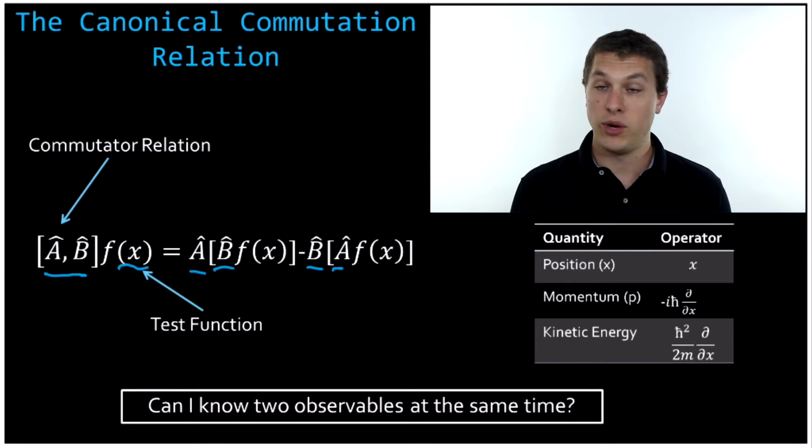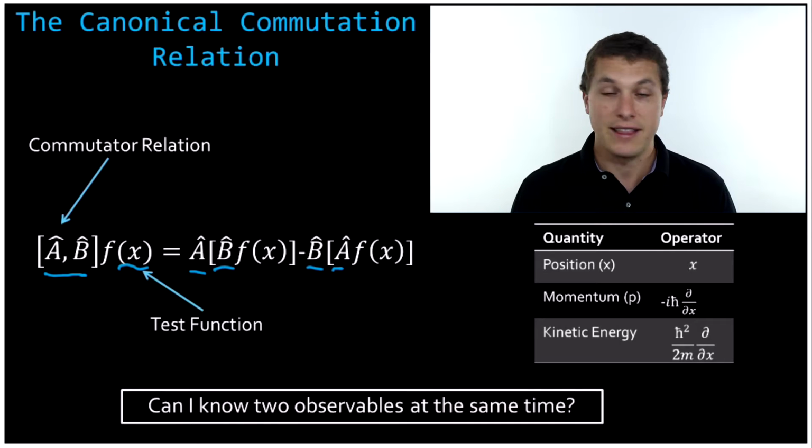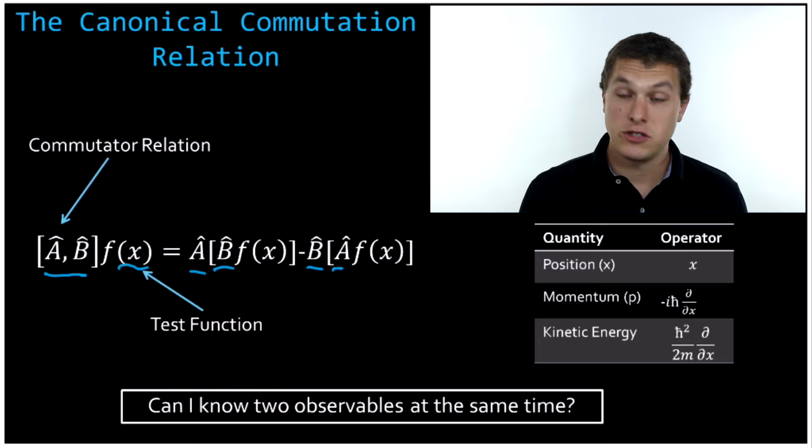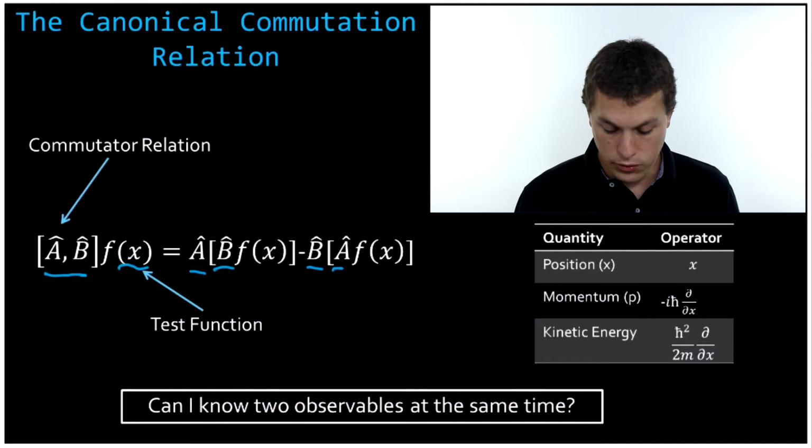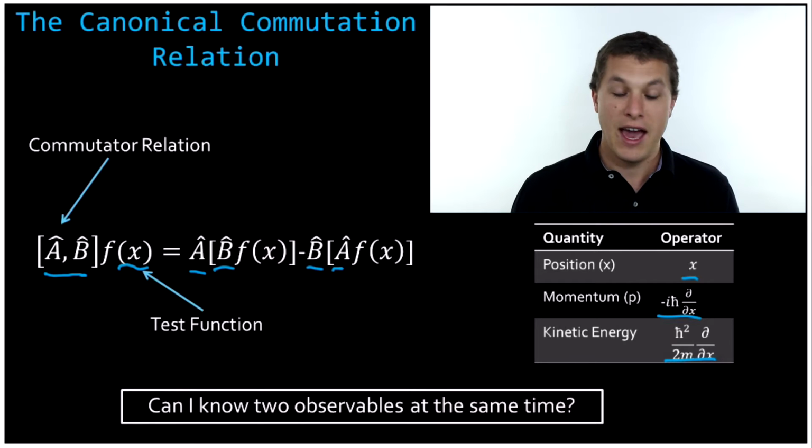And it turns out, if we can switch the order we apply them in, then we can measure those two observables that correspond to those two operators at the same time with unlimited precision. If they don't commute, then there's a limit on how well we can know those two observables at the same time. So remember, we have a bunch of operators in the quantum world. We have an operator for position, for momentum, for kinetic energy, and that's what these A hats and B hats are representing, different operators that we can apply to a wave function.